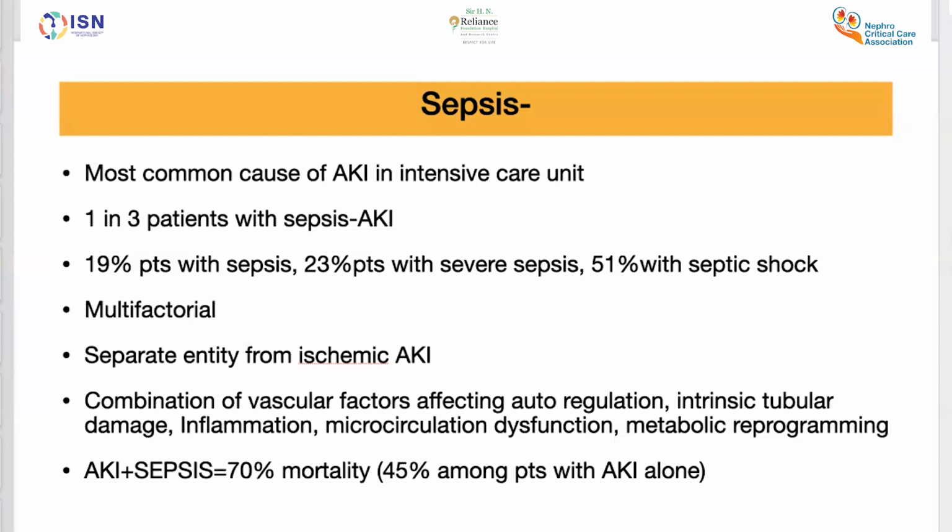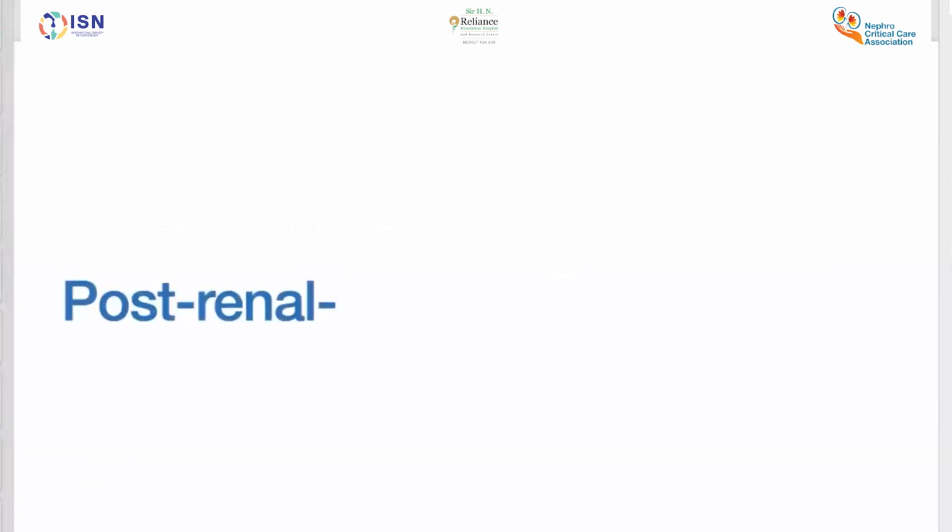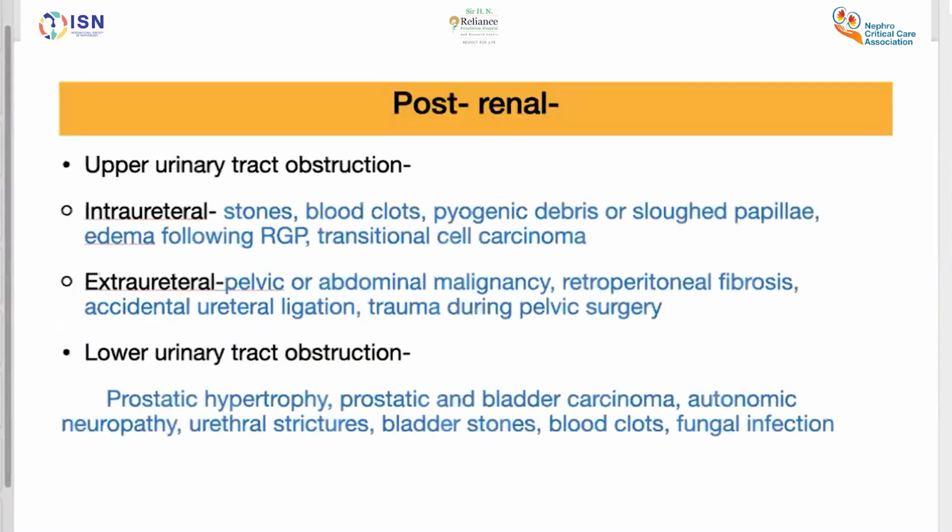There are some studies which have shown that patients with sepsis associated with acute kidney injury have almost 70% mortality, in comparison with only 45% mortality in patients with AKI alone. Then post-renal causes of acute kidney injury are divided into upper urinary tract obstruction and lower urinary tract obstruction. The upper urinary tract obstruction again can be divided into intraureteral and extraureteral.